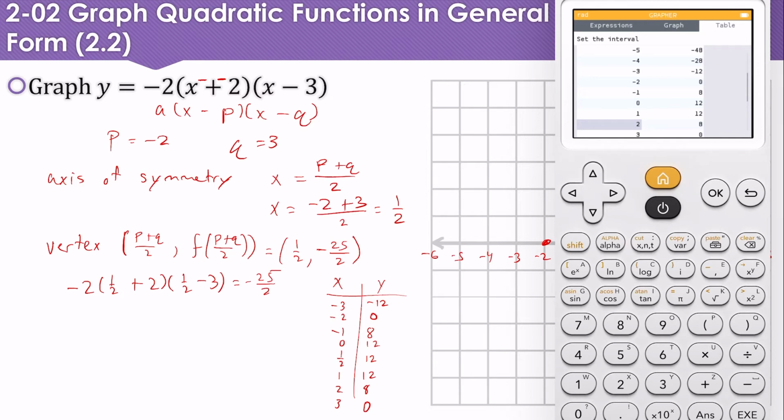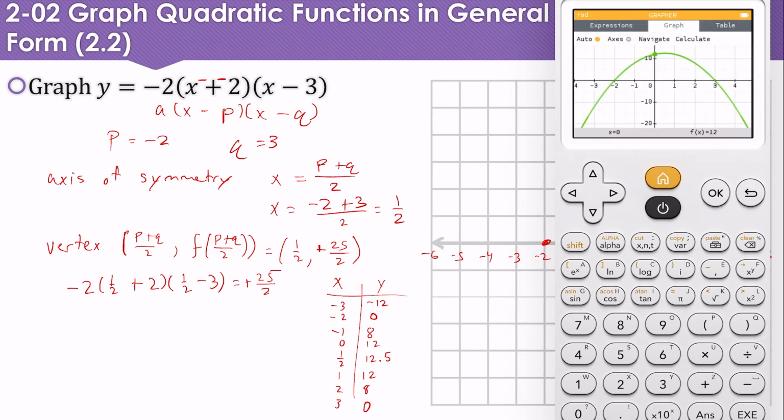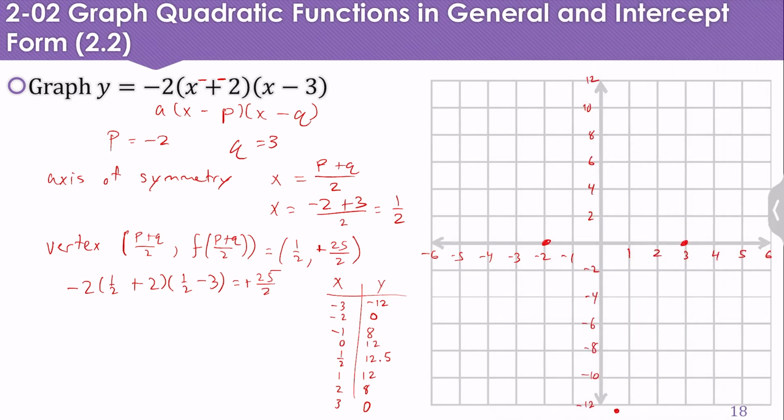And I made a mistake typing in my intercept. It's actually a positive 25 over 12, so it's 12.5. If we want, we can look at the graph on the calculator. Woohoo! Let's draw our own. You can't just look at the calculator and draw your graph. You have to plot the points, so it goes to the correct points.